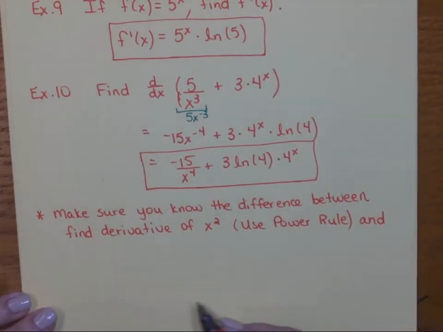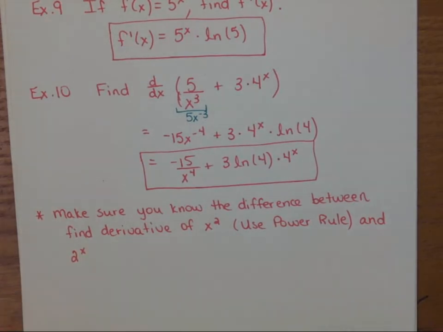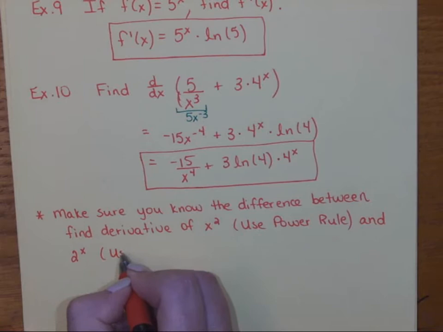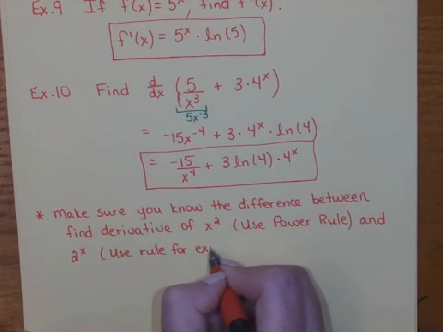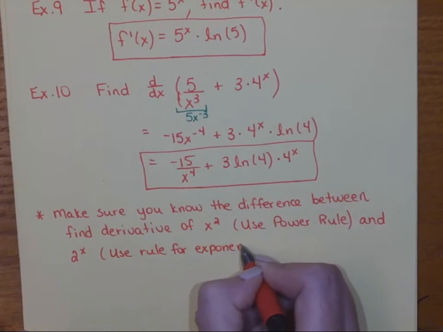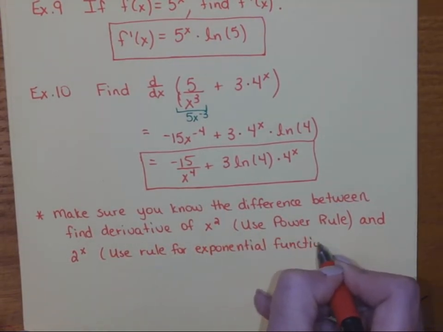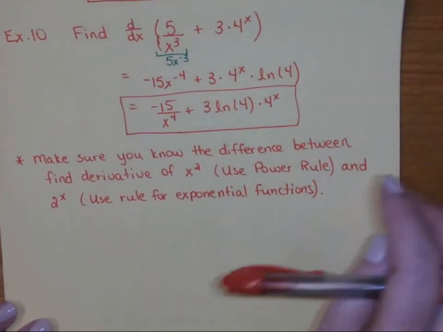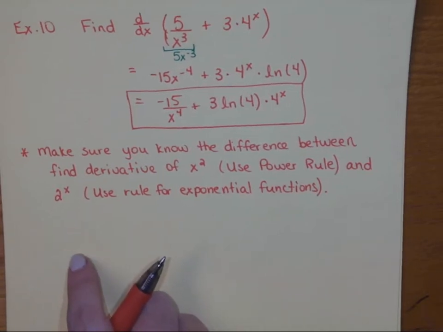And then make sure you know how to do instead 2 to the x, which is what we first learned how to do today. So this, you're going to use the rule for exponential functions. In other words, there's a difference between x squared and 2 to the x. x squared is just a polynomial. 2 to the x is an exponential function. Make sure you know that.